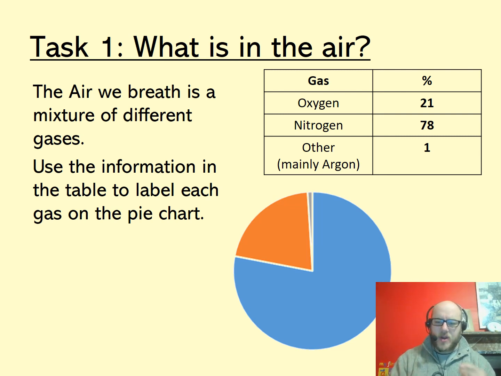So in your booklet, you have this pie chart and this table. I want you please to fill in the pie chart. So label the pie chart with each type of gas, which you can do by assigning the largest one with the largest percentage.